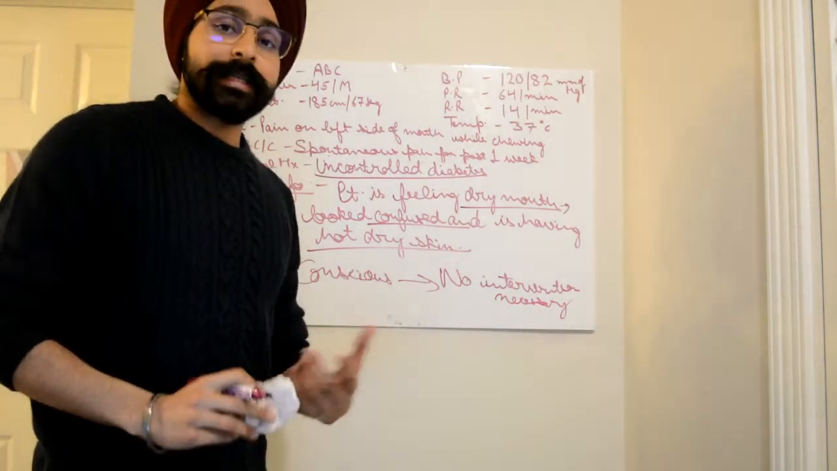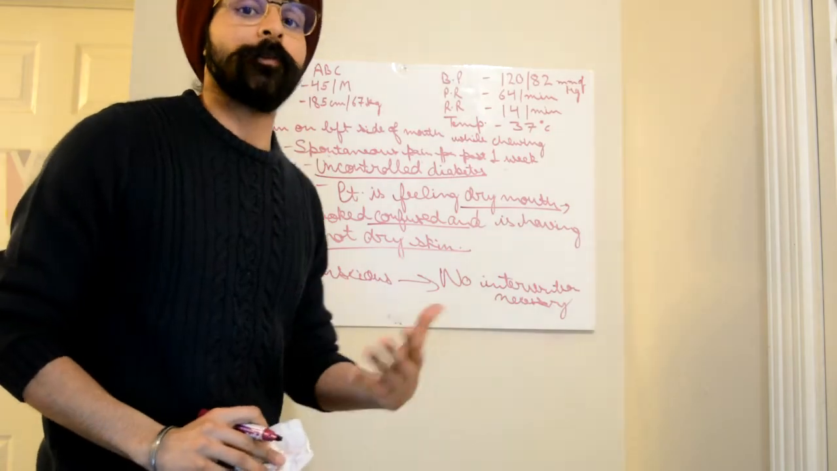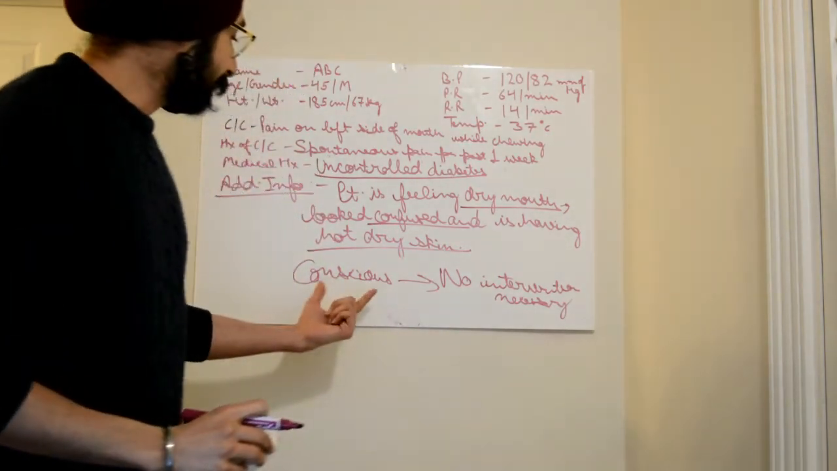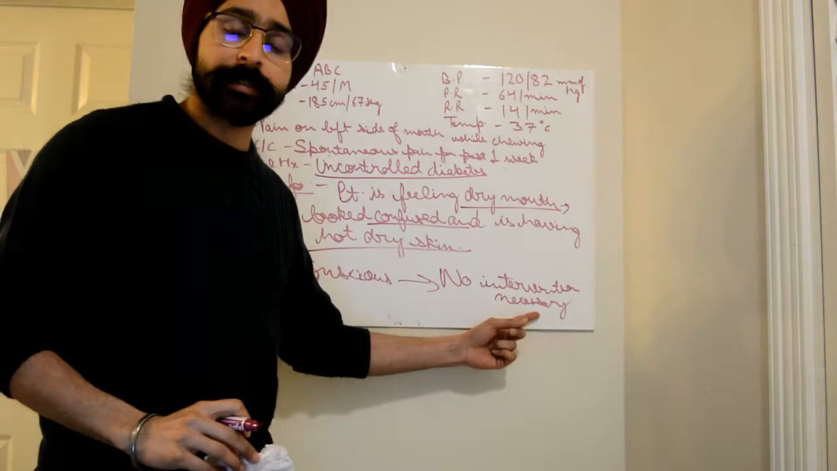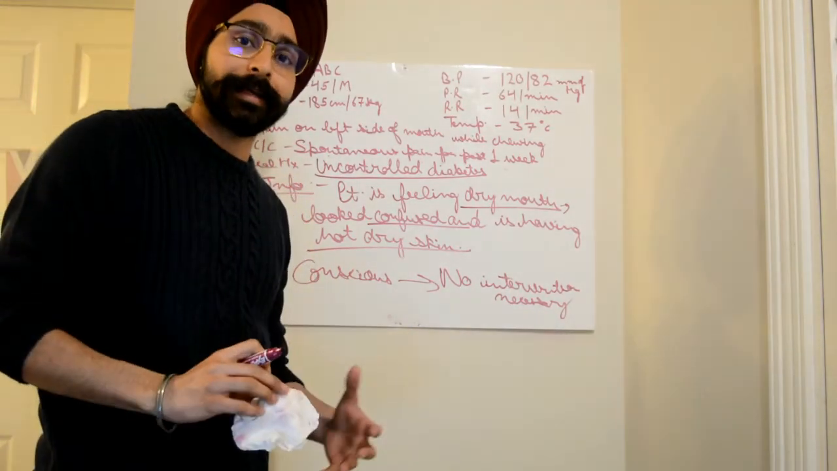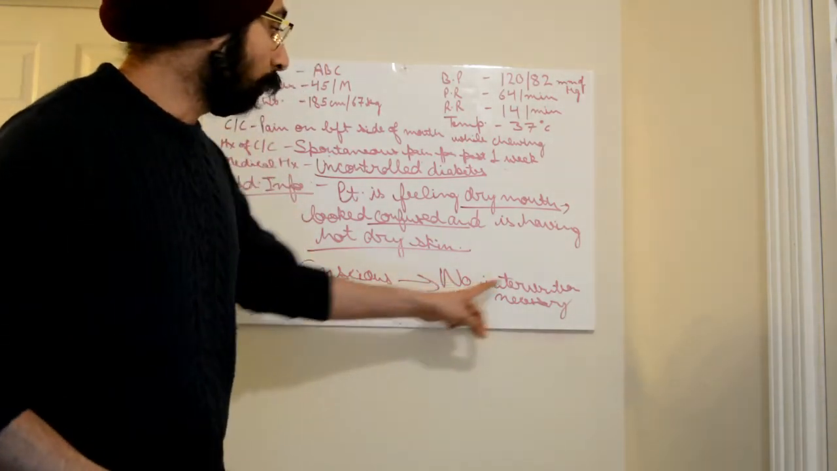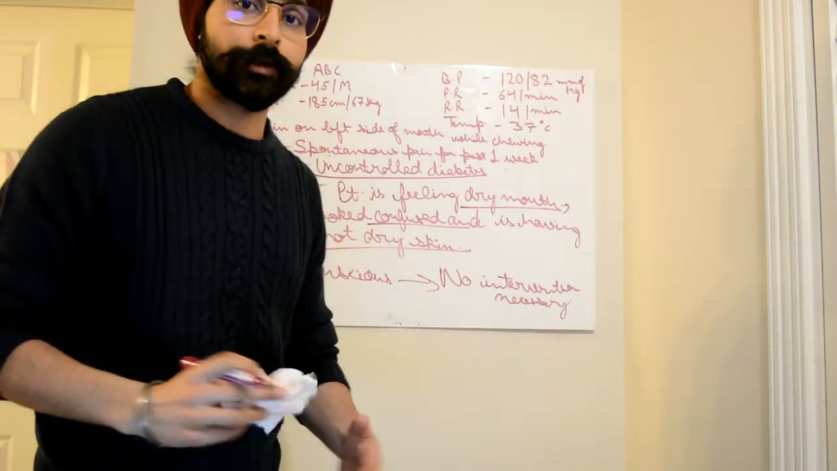I am talking about the ACJ exam, but in case in the options you get monitor vital signs, then instead of choosing no intervention necessary, you should choose monitor vital signs. But in case monitor vital signs is not in the option, then no intervention necessary will be the answer.